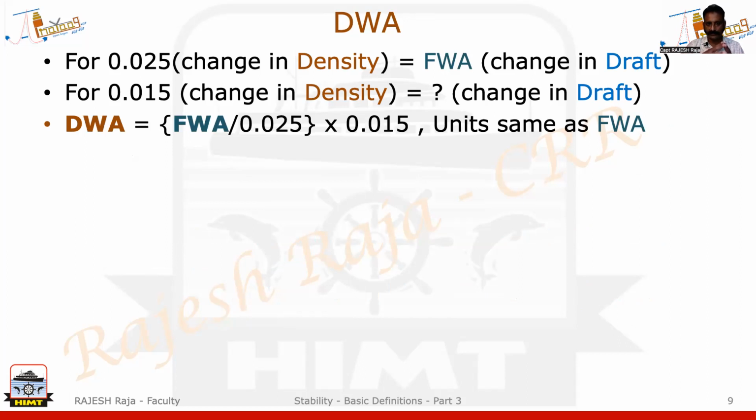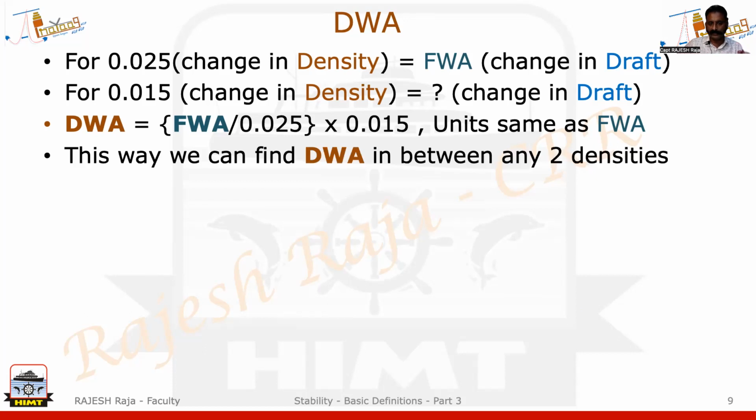Dock water allowance, which is also called the change in draft, is equal to the freshwater allowance divided by 0.025, because the freshwater allowance and 0.025 are interrelated, the change in density and the draft. Multiply with the change in density in the question. Whatever answer you get is called the dock water allowance when you sail from 1.020 to 1.005. You can use this formula for any different densities. Whatever units you use for freshwater allowance, centimeters or millimeters, the answer will be exactly the same. So this is the way I can calculate dock water allowance between any given densities. Your questions can come in various forms, so please use this formula to calculate.